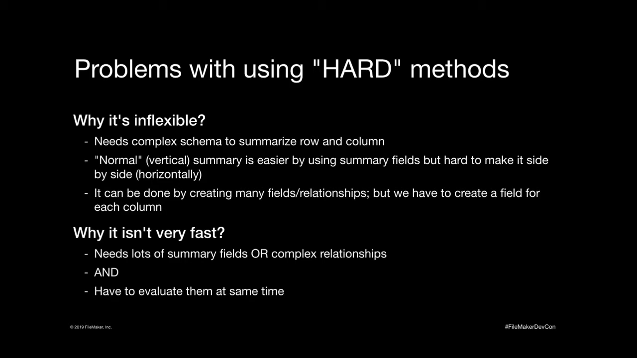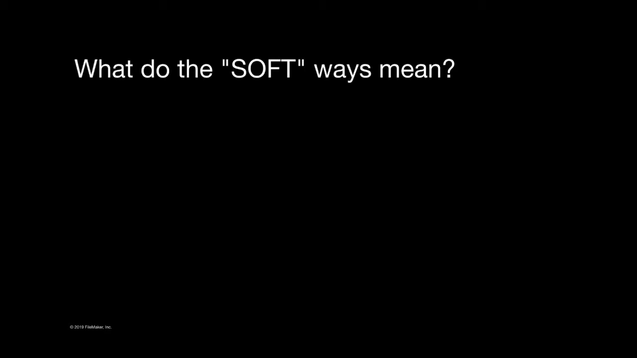And it isn't very fast because it's complicated. A bunch of summary fields, or a bunch of relationships, or a bunch of summary field objects on the layout. In any case, we have to evaluate all of them at the same time. It has to calculate summaries on each record horizontally and re-summarize them for the entire found set vertically. It's kind of expensive.